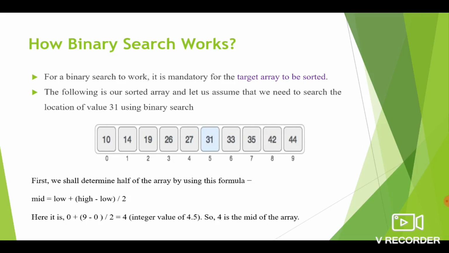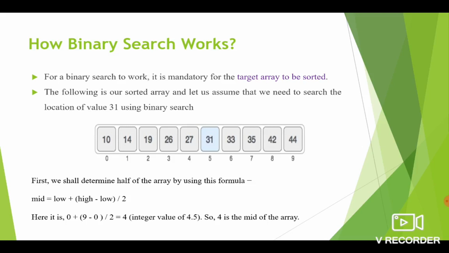So consider we have a sorted array. The elements are 10, 14, 19, 26, 27, 31, 33, 35, 42, 44. We are searching for the value 31. So what is my first step?